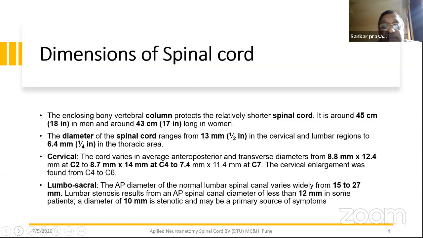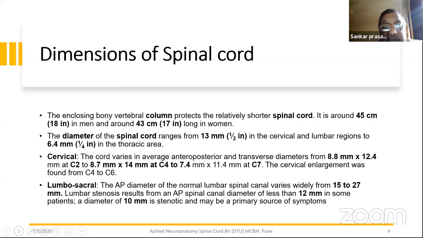6.4 mm. So whatever diagrams we are seeing, the cross sections look very big, and we imagine so many things, but the real diameter is 13 mm in the cervical and lumbar regions and almost 7 mm in the thoracic area. The average AP transverse diameters vary from 8.8 to 12.4 at C2, and 8.7 to 14 mm at C4 to C7, because these diameters are very important for us to establish cervical canal stenosis.